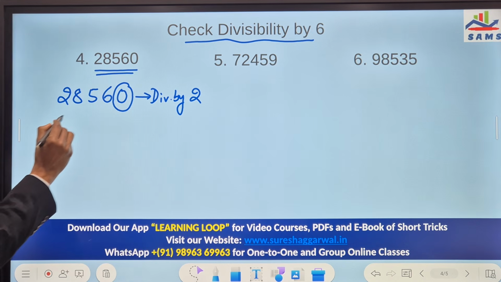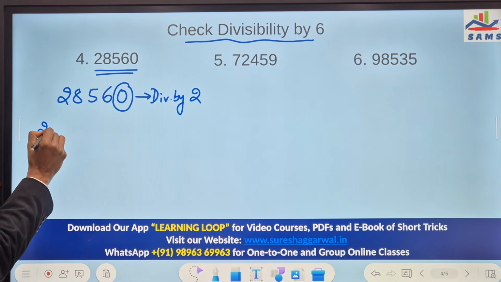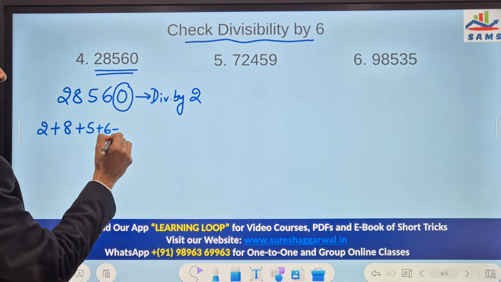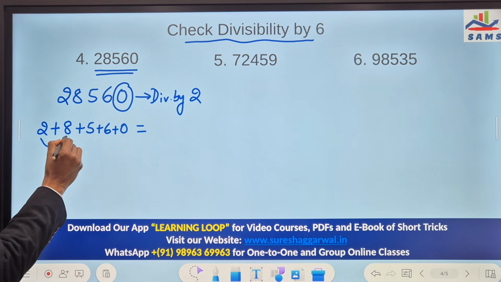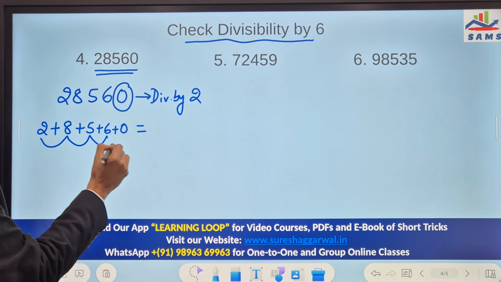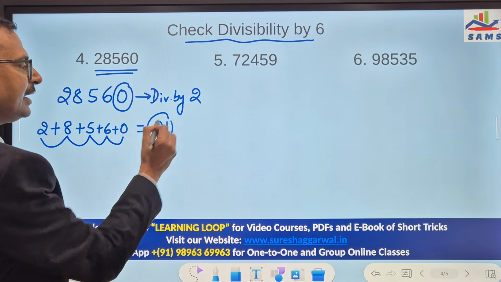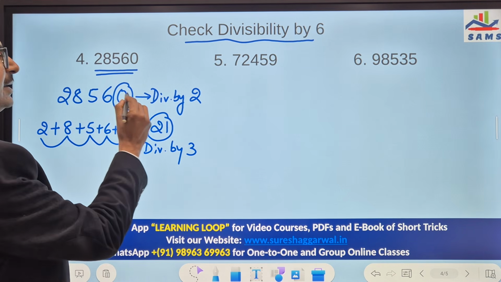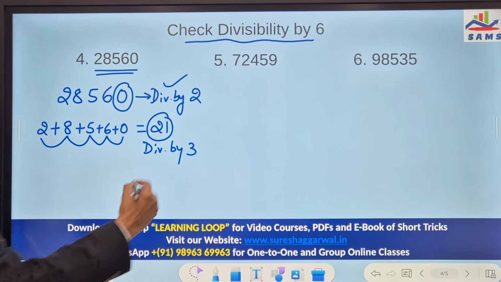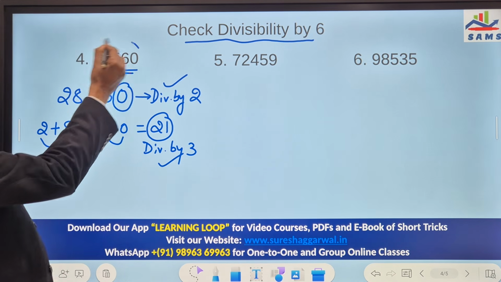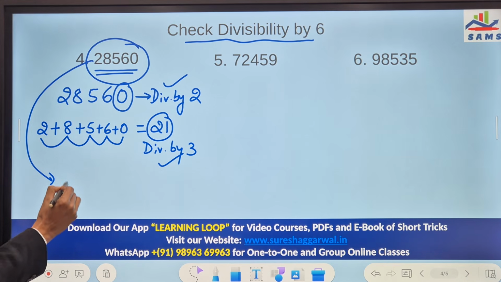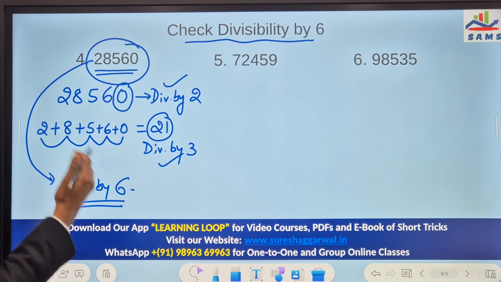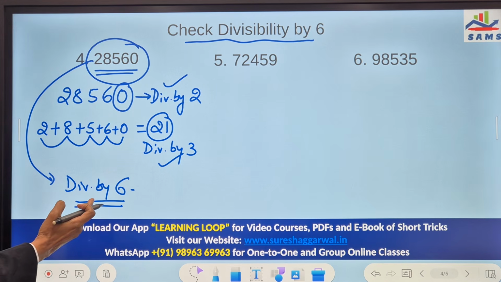How about divisibility by 3? I have to add all the digits. 2 plus 8 plus 5 plus 6 plus 0. How much is this? This is 10, 15, 21, right? And 21 is divisible by 3. And so, if my number is divisible by 2 and it is also divisible by 3, that means the entire number is divisible by 6 also, and that gives me a result. It is divisible by 6.